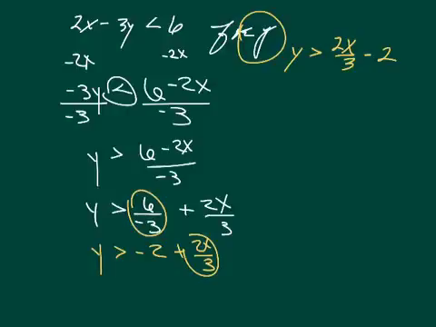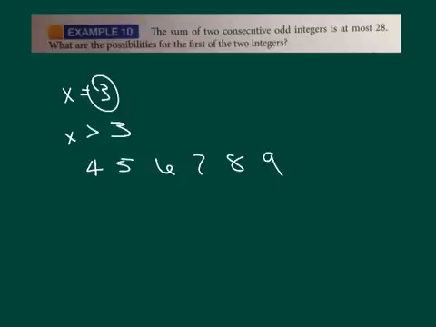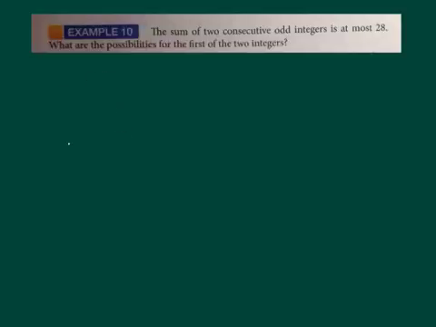Okay, so let's look at example number 10 and we'll be done. Now one thing that's important when we're doing these inequalities is that when x is 3, that means the answer is 3. But when it says x is greater than 3, that means x can be any number as long as it's greater than 3. It can be any number, in fact, it's all of those numbers. So when we're doing story problems, we have to remember that.